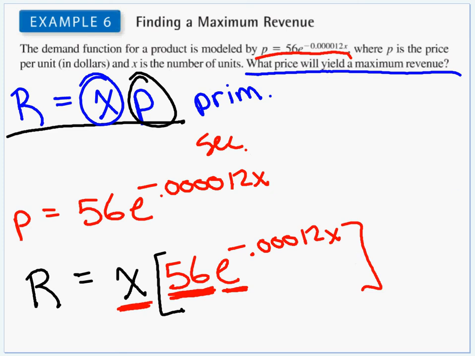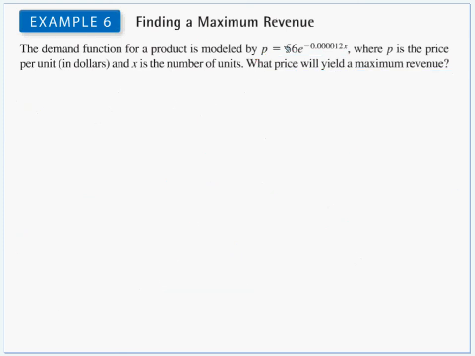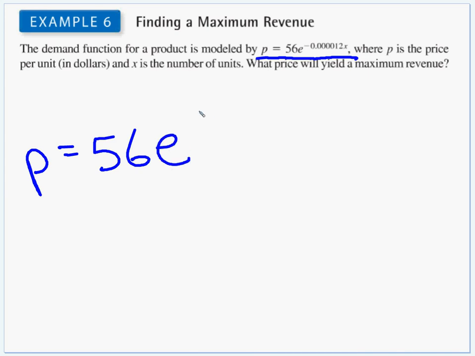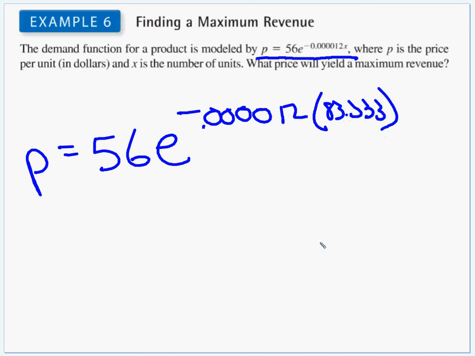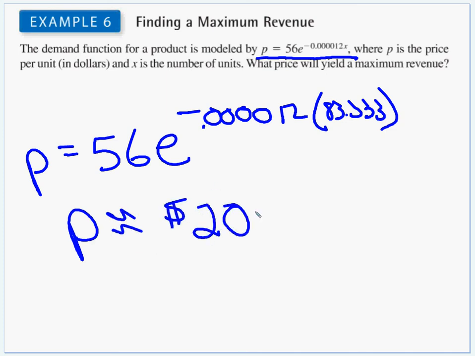So we would go back to our price equation. That's this one here I'm underlining in blue, and we would plug in that x value. P equals 56e to the negative 0.0000012 times what we just found, 83,333 units. We punch that into the calculator, and you get the optimum price is approximately $20.60. So that price will yield the maximum revenue for the product that you're selling.